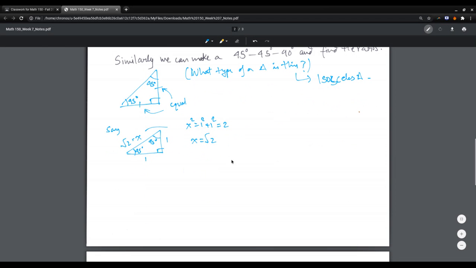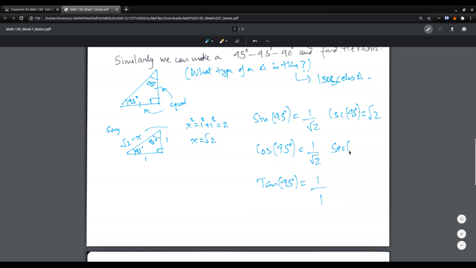Now I can again find all my ratios, because now sine 45 is opposite over hypotenuse. Cosine 45 is adjacent over hypotenuse. Tangent of 45 is opposite over adjacent. Similarly, cosecant of 45 degrees is 1 over sine, so it's the reciprocal. Secant of 45 is the reciprocal of cosine, and cotangent of 45 is the reciprocal of 1, which gives me 1.